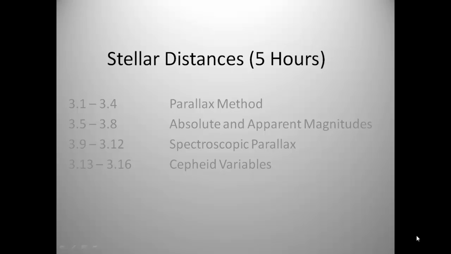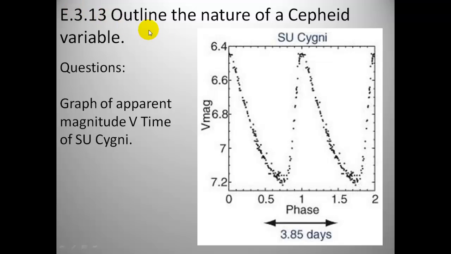The last section in estimating stellar distances is by using cepheid variables. So, the nature of a cepheid variable. Here we have a star, which is SU Cygni, which has a variable brightness, a variable magnitude. It basically goes from 6.4 to 7.2. Remember, 7.2 is a large number in the magnitude scale, so it's actually quite dim there, and it's quite bright here.